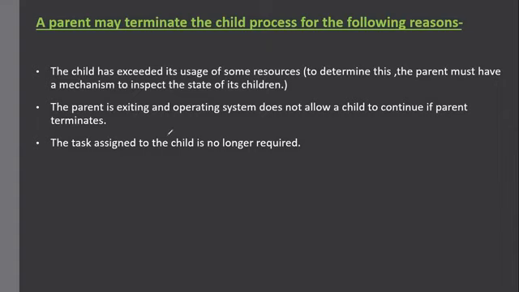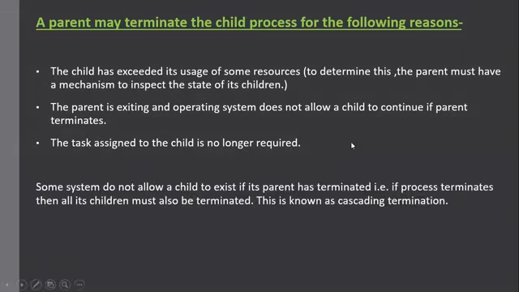So for inspecting the state of its children, it should have some mechanism for that. Now, suppose using fork you created a child process, but the parent has terminated, and the operating system that you're working on does not allow a child to continue if the parent terminates. So in that case, because the parent has terminated, the child process will also be terminated. Okay. And then the other reason can be the task. Suppose the child process was created for doing some task, and that task is no longer required. So in that case also the parent may terminate the child process, right?